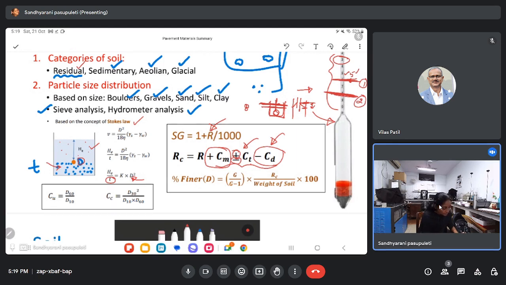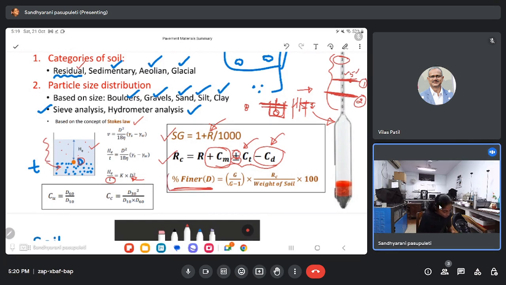Using this hydrometer reading, one thing is you can calculate the specific gravity of the different samples. Another is we can also calculate the percentage finer. As I have discussed, after a particular amount of time, some amount of the particles will be finer.